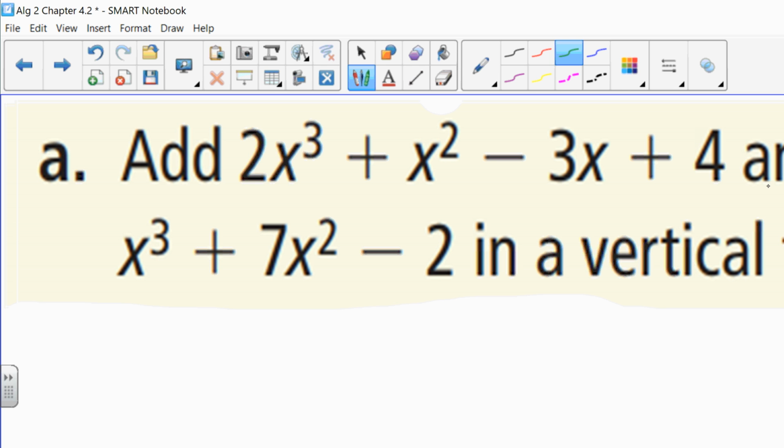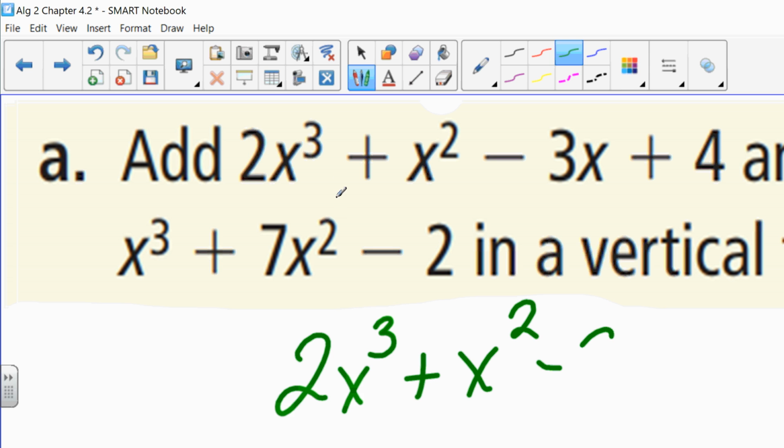With most of these here, I like having the vertical. It makes it easier to line everything up. So I'm going to look at another one vertically. And when we look at them vertically, we can say 2x cubed plus x squared minus 3x plus 4 is our first one that we have.